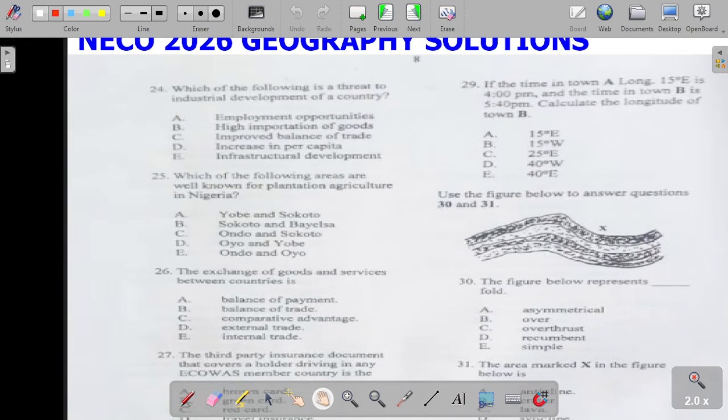Now look at 24. Which of the following is a threat to industrial development of a country? Employment opportunities, high importation of goods, improved balance of trade, increase in per capita, infrastructure development. The answer is B.